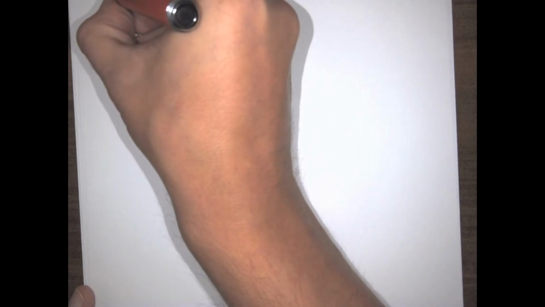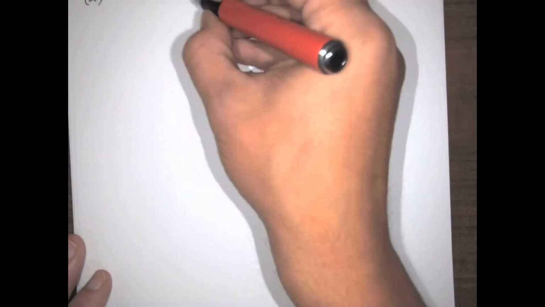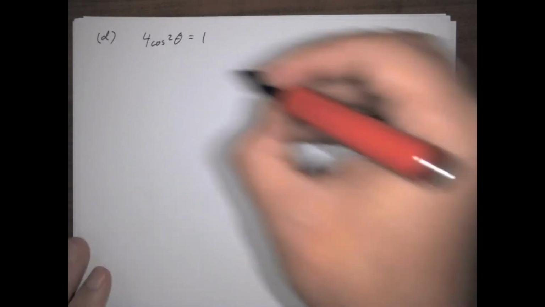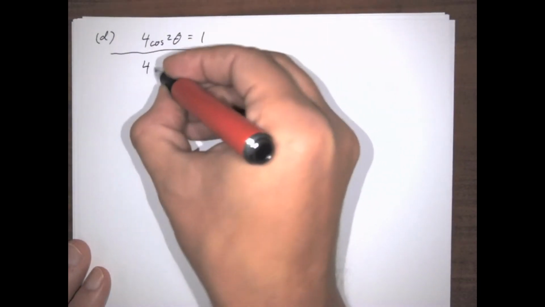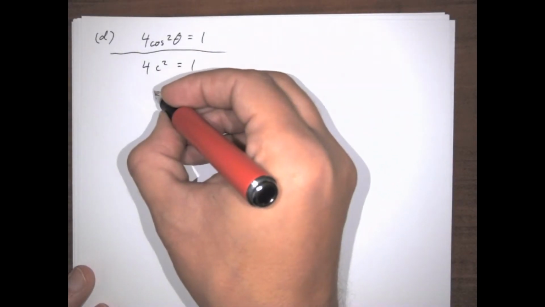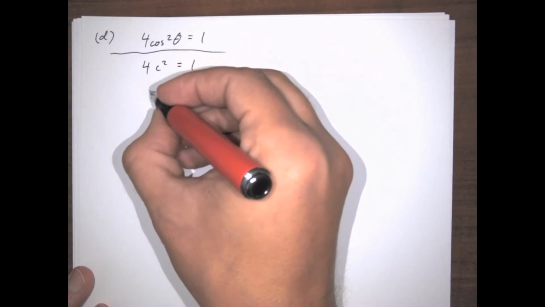So let's just try something like this. How about as an example here? So this would be example D. Let's say that what we have is something like 4 cosine squared theta equals 1. All right, so first off, let's just rewrite that as like 4 c squared equals 1, just to make it look a little bit more like algebra so that we don't panic. Okay, so then if we want to solve this, the easiest thing would be just to divide both sides by 4.